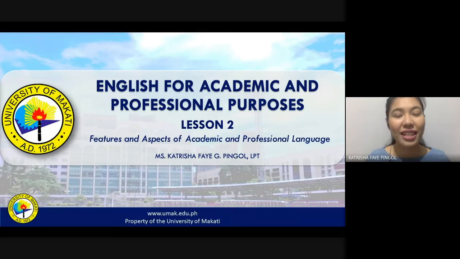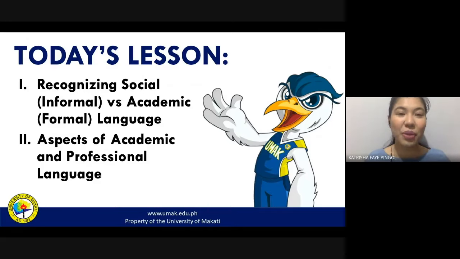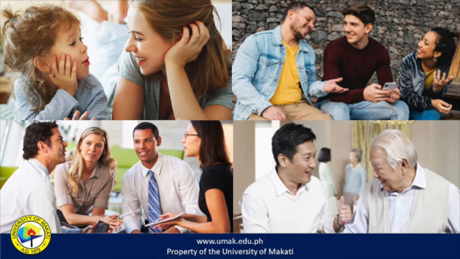For our second lesson, we will be discussing the different features and aspects of academic and professional language. For today's lesson, we would be differentiating social or informal language versus academic or formal language. Next, we would also be talking about the different aspects of academic and professional language. Before we begin, let's look at the following pictures.